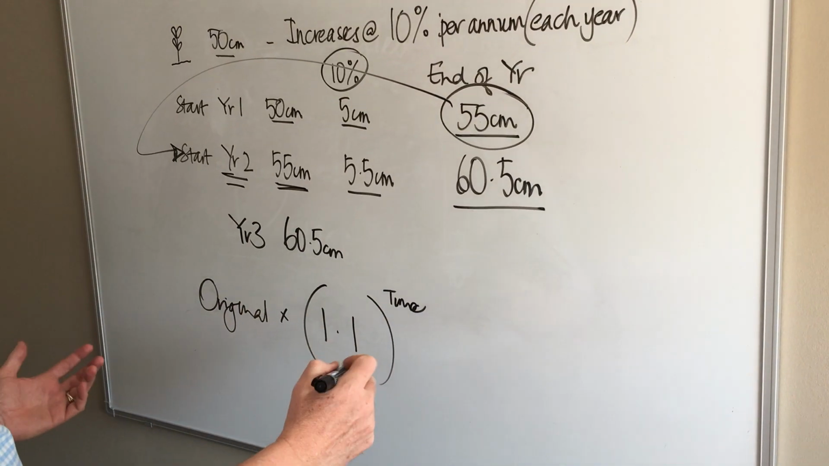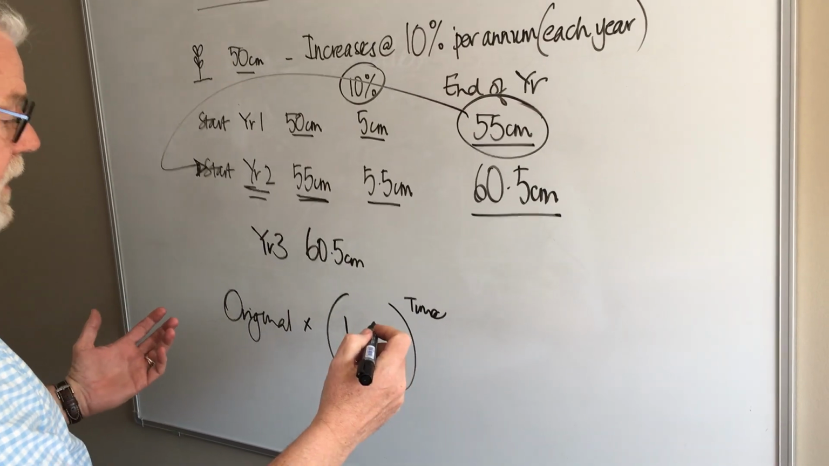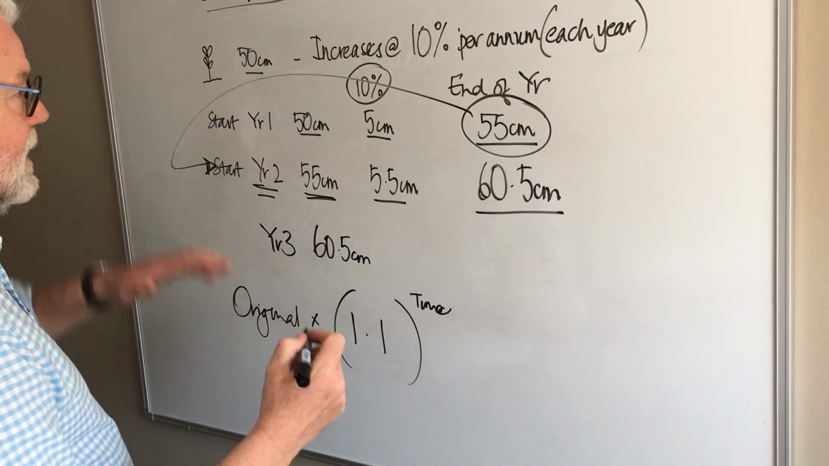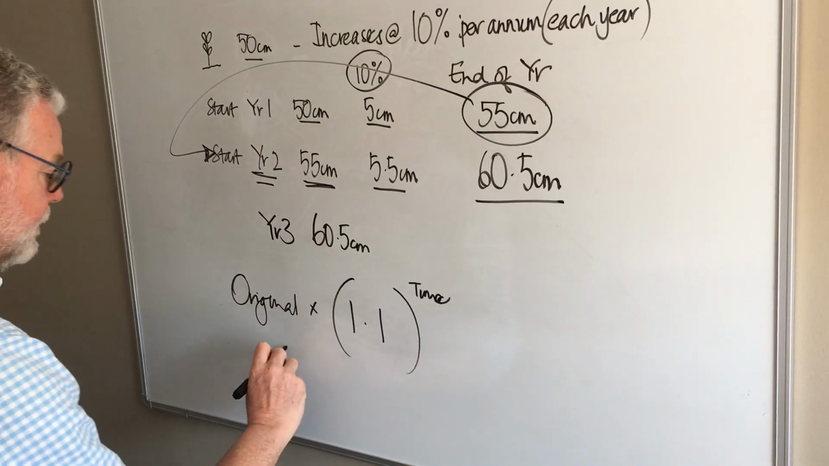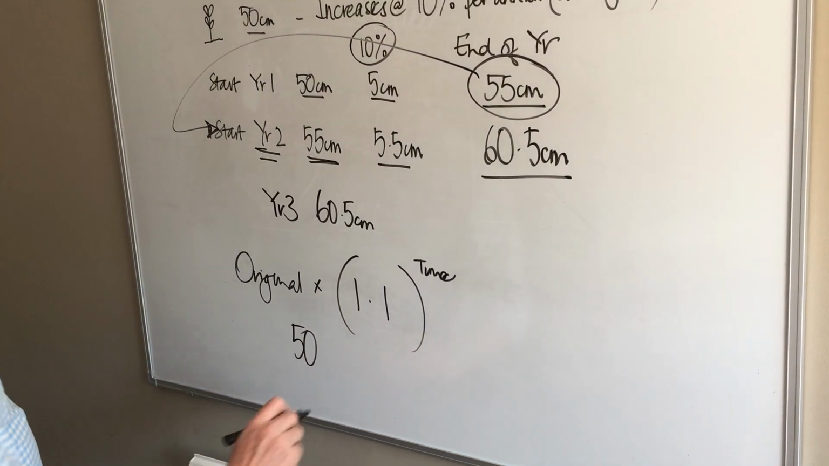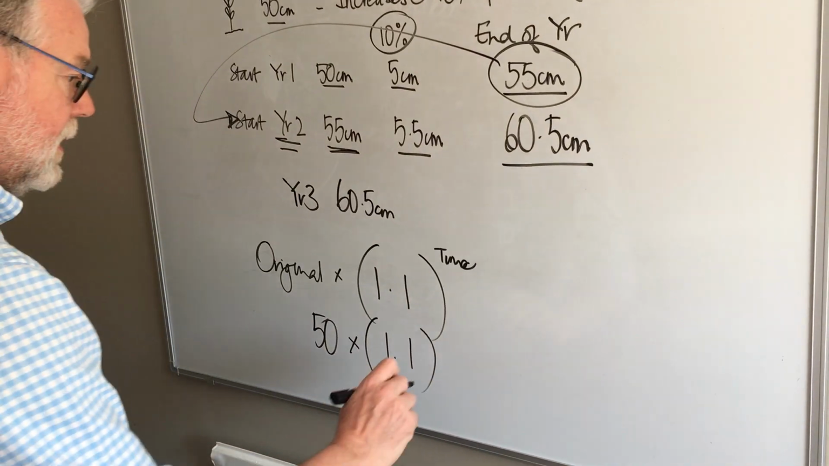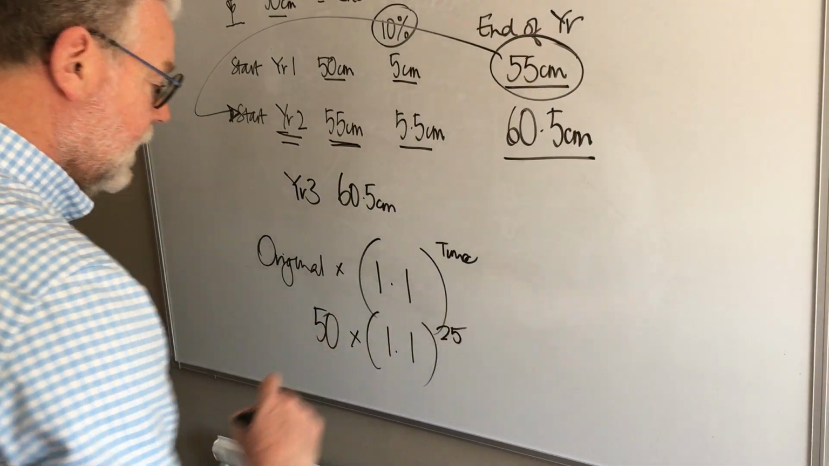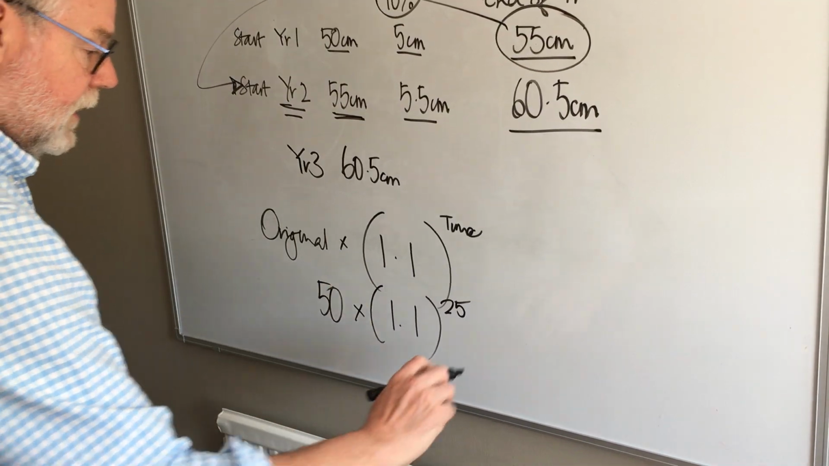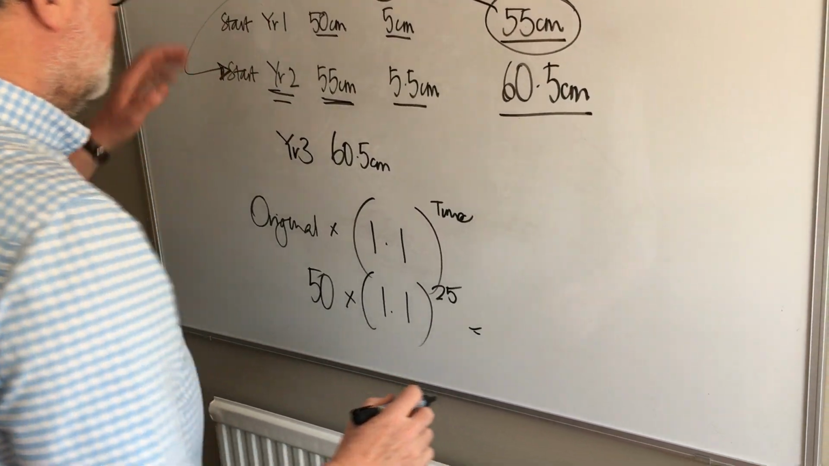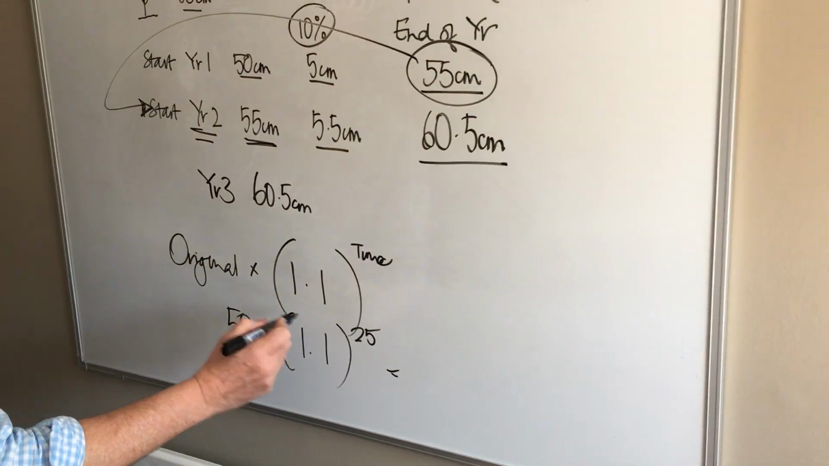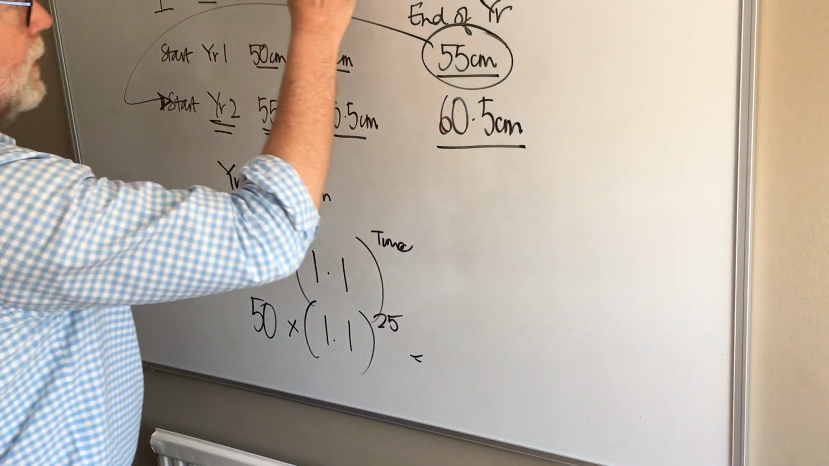So whatever our time might be, so if I wanted, for instance, to say, how big will my sapling be after 25 years? I would start off with my original value. I would multiply it by my annual increase, which is 10%, and I would put that into my calculator for 25 years, and it would tell me the size of the sapling. So that's a brilliant formula to help us with compound interest or growth.